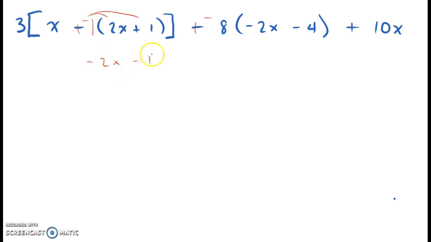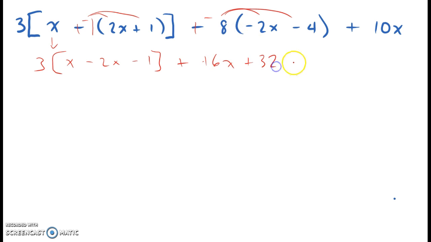And now that we've dealt with the parentheses, they vanish. This x I'm going to drop, it remains. I'm actually going to drop everything now. Now brackets are the same as parentheses in this instance. I'm going to distribute the negative 8, and I get plus 16x plus 32, and I'm going to drop the plus, I'm going to drop the 10x.